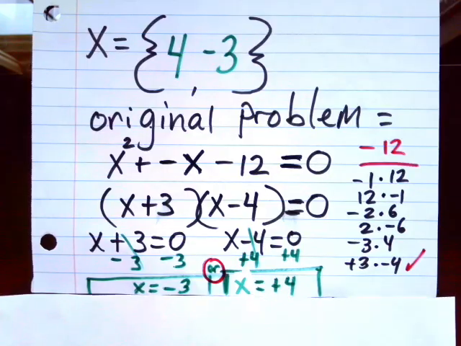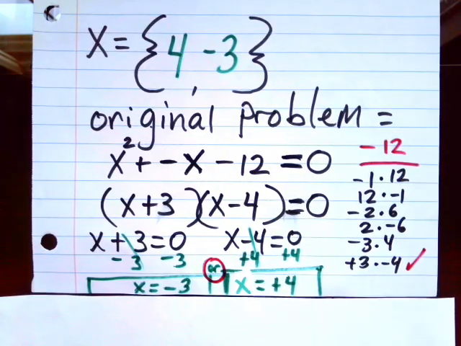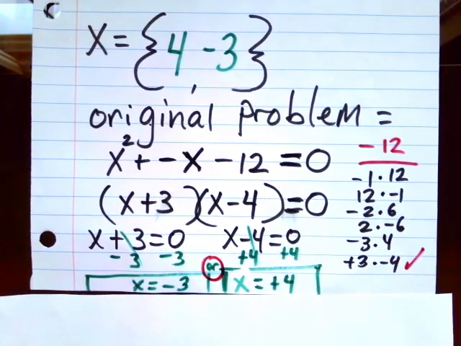Hopefully this has made things a little easier for you. I've got a second example on how to use this quadratic formula in order to factor and find your zeros.